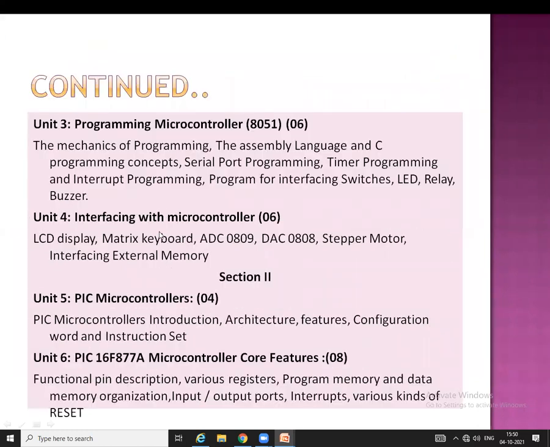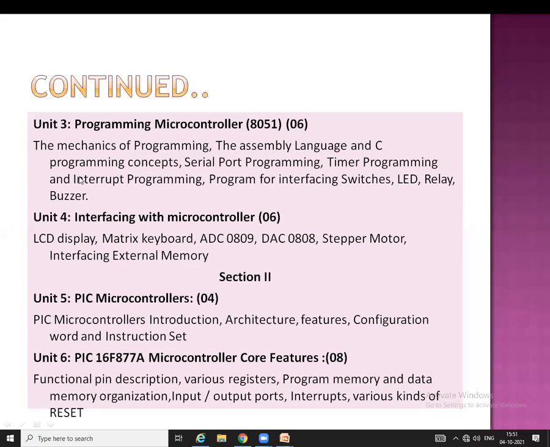Okay, so the third unit is programming the microcontroller. In the second unit, we have gone through the various configurations and the pinout diagram. In the third, we are going to do actual programming. So this is what programming means. It may be in embedded C, and you can use various software also for that, like Keil and other software.